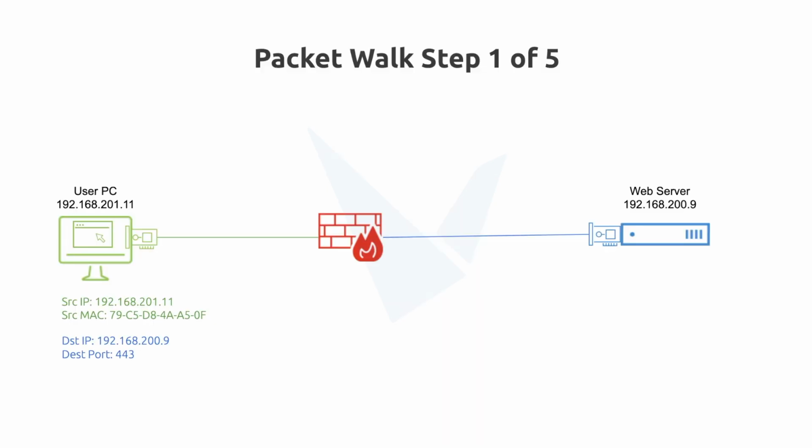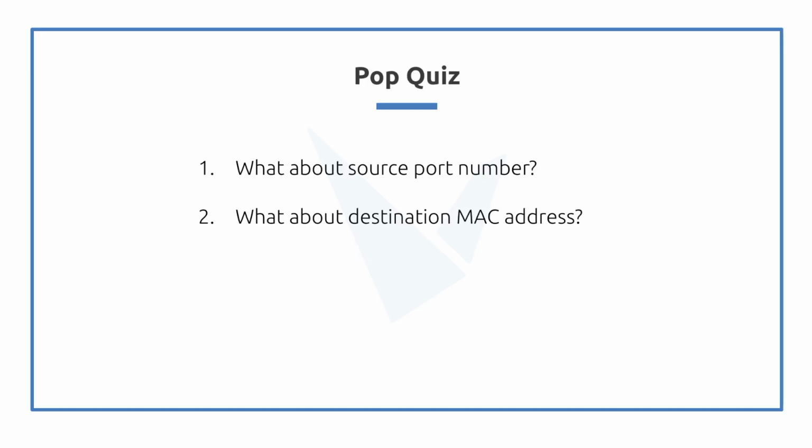Now, let's talk about a packet walk for a network-based firewall. From the left, we have a user PC with an IP address of 192.168.201.11. On the right, we have a web server with an IP address of 192.168.200.9. Not that these IP addresses matter, but for our packet walk and also for our demo, you might want to keep these IPs in mind. In between these two networks, we have a network-based firewall.